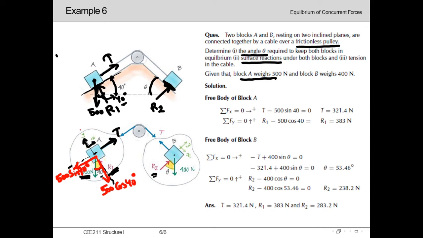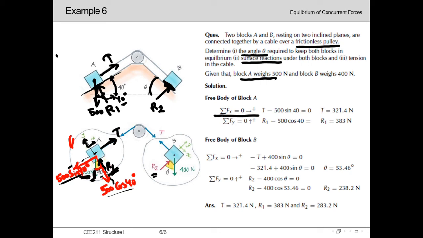So this is our free body diagram for block A. We can see that the forces represented over here are the tensile force T for the tension cable, R1, the surface reaction R1 acting over here for the contact surface. We can see the 500 Newton for self weight, and we have divided it into two components, 500 sine 40 and 500 cos 40.